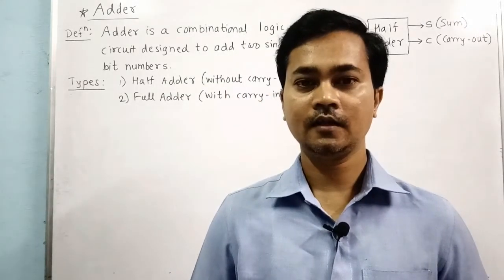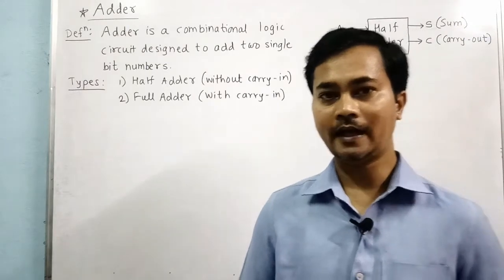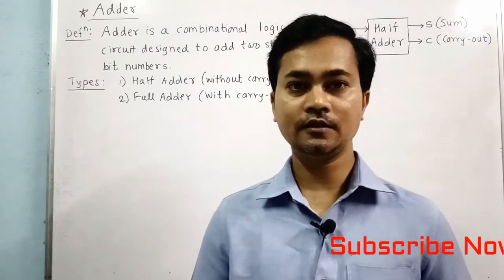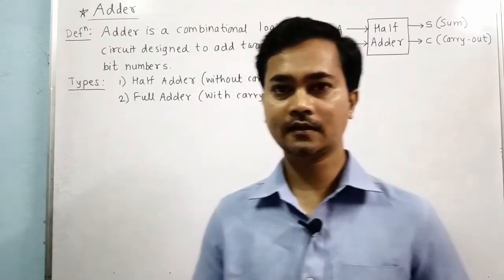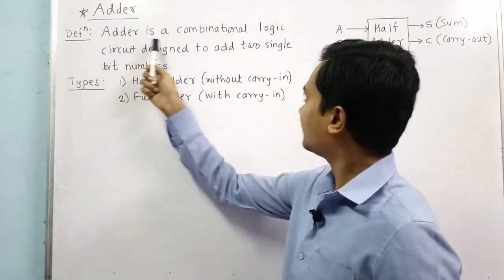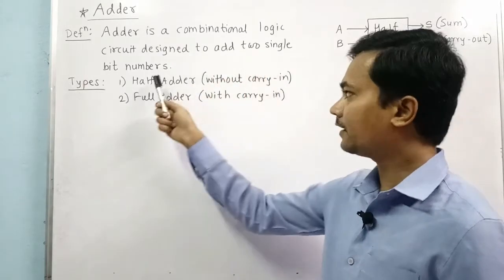Hello everyone. In this video we are going to see the adder. Okay, so an adder is a combinational logic circuit which is used to add 2 bits. So it is basically a logic circuit. The adder is a combinational logic circuit which is designed to add 2 single bit numbers.